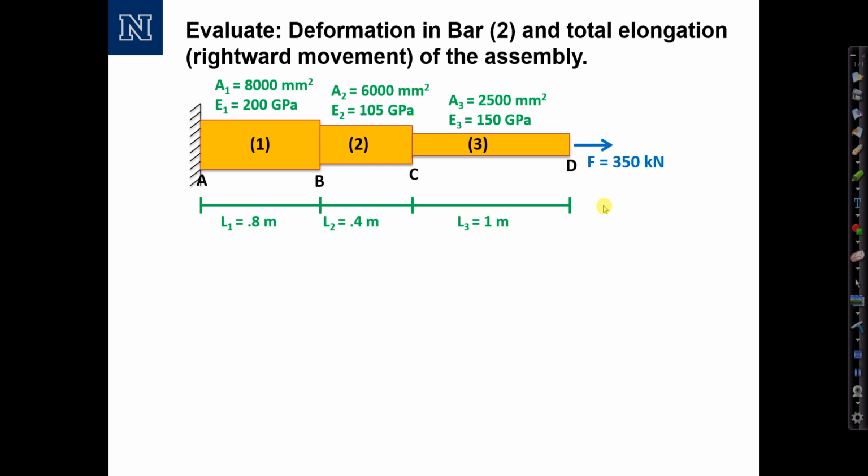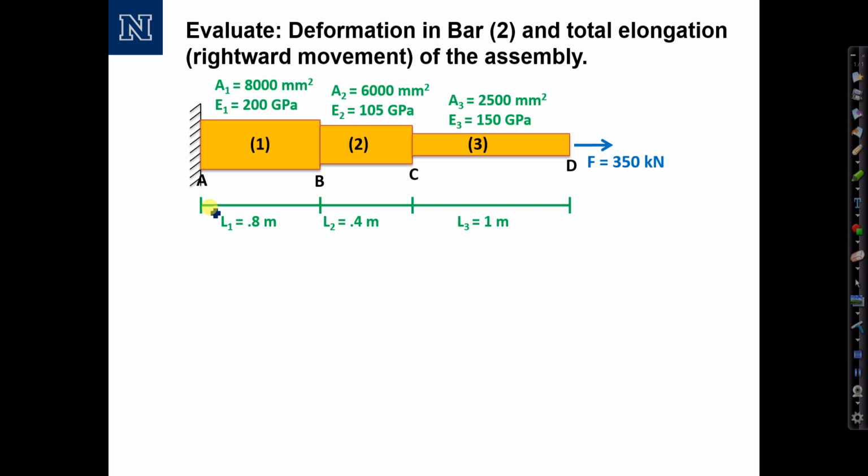You can see that all the information is given, and each bar has a different area and a different elastic modulus and a different length. As mentioned, the force in each bar is the same because if we do a cut anywhere in this system, we would find that the force has to be equal to the applied force of 350 kilonewtons. So let's go ahead and write that down as a given.